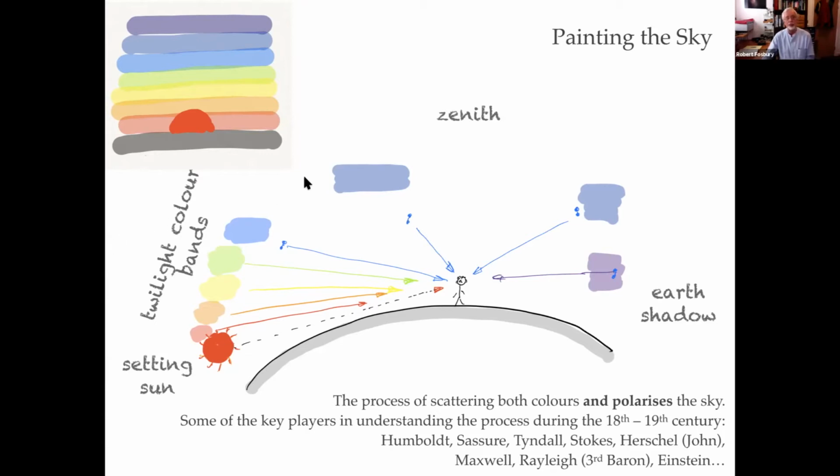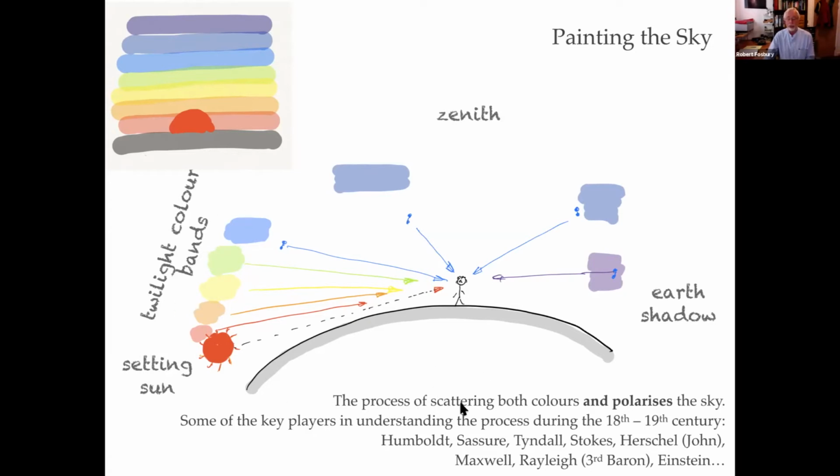It can take a high route up here to illuminate the upper atmosphere above our heads, more or less, and it can be scattered from that down for us to observe. Or it can take a lower route in the lower atmosphere where there's lots more atmosphere. It can be scattered from down here to us. And then it will have traveled through a much longer distance, a much larger region of atmosphere. So we're going to explain how we get this band of twilight colors.